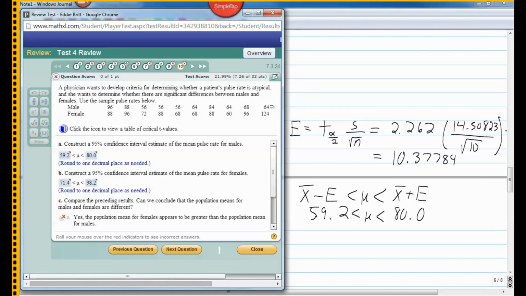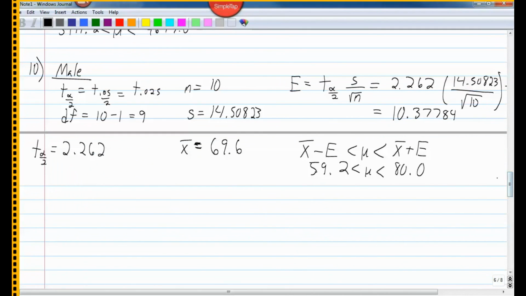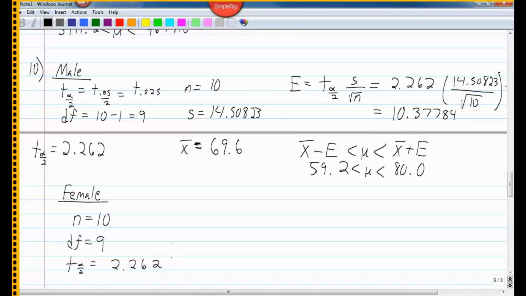To save a little time on this one, I'm just going to write down what we would use to find the female. All right, and I probably won't work that one out all the way. That way, if you want to do a little practice with this, you can pause the video and see if you can get the answers. It looks like the n stays the same because we have 10 new pulse rates. The degrees of freedom is going to be the same. It's going to be 9, but we really don't need that because we've already figured out the critical t-score. The critical t-score is going to be the same because we have the same confidence level and the same degrees of freedom. So there's that.